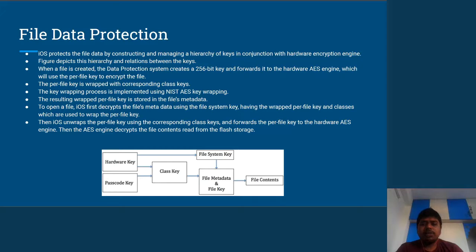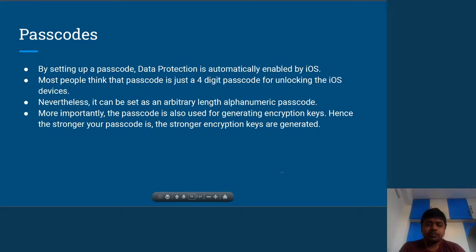The file key is wrapped with the corresponding class key, and this resulting wrapped file key is stored in the file's metadata. To open a file, iOS must decrypt this file metadata using the file system key, get the wrapped file key, and use the class key to unwrap it to get the file key and then get the file contents.